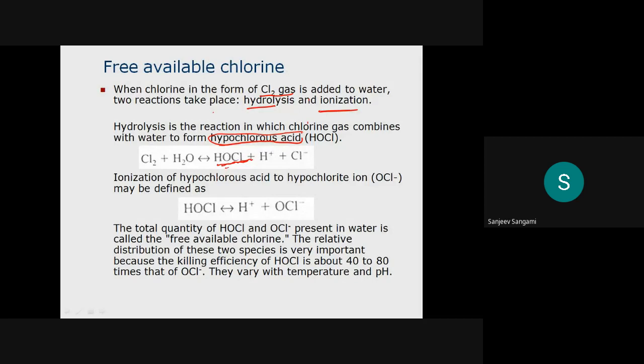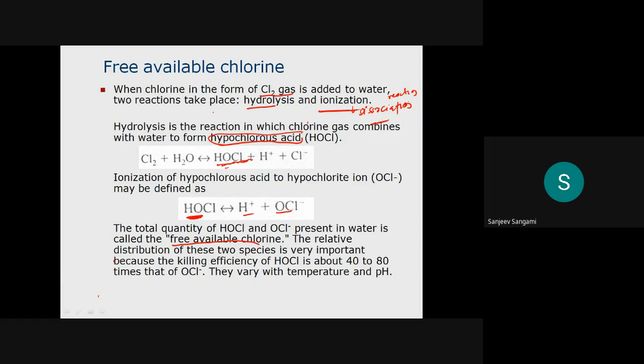Then once it is formed, this HOCl is going to dissociate. We can call this an ionization reaction, or a dissociation reaction. HOCl gives H plus and OCl minus. So the total quantity of HOCl and OCl minus present in water is called free available chlorine.